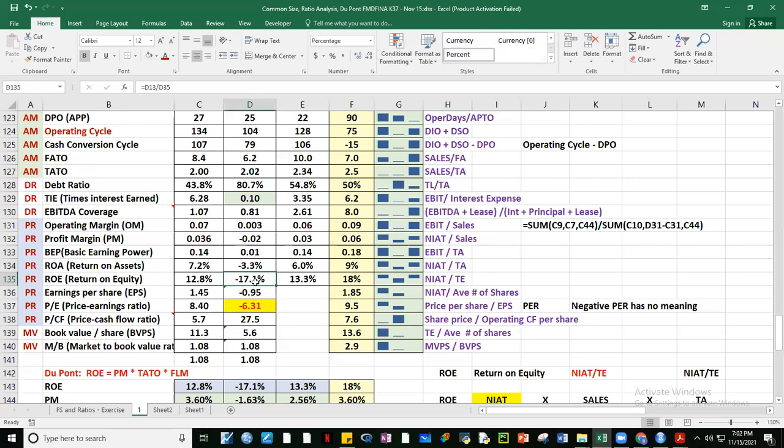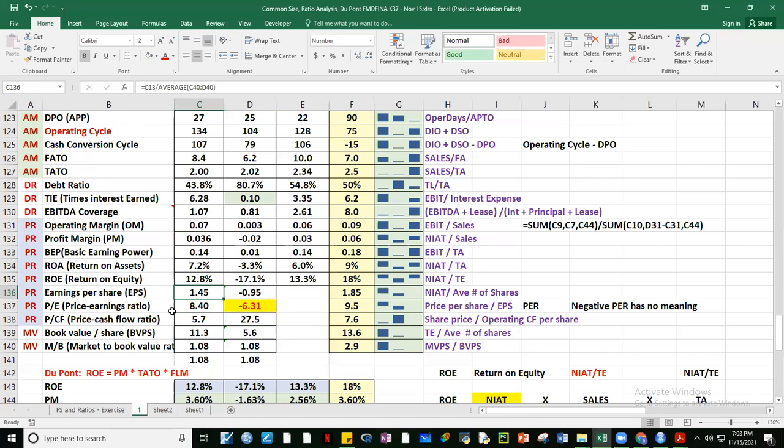Naglo-lose yung company ng 17.1 centavos. Imagine, yung bawat piso na investment natin as shareholder, nalulugi tayo ng 17.1 centavos. Okay. So ito naman, meron tayong tatlong ratios dito na napaka-importante din.